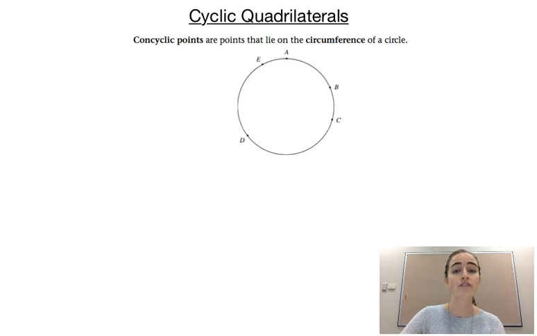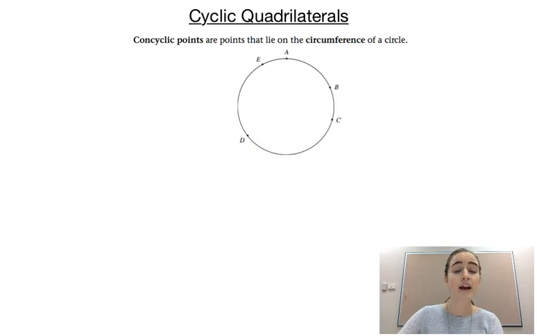In this video, I want to have a look at cyclic quadrilaterals. But before we get into that, we need to know a few definitions. So concyclic points are points that lie on the circumference of a circle. So all these points here are called concyclic points because you can draw a circle that passes through all of them.